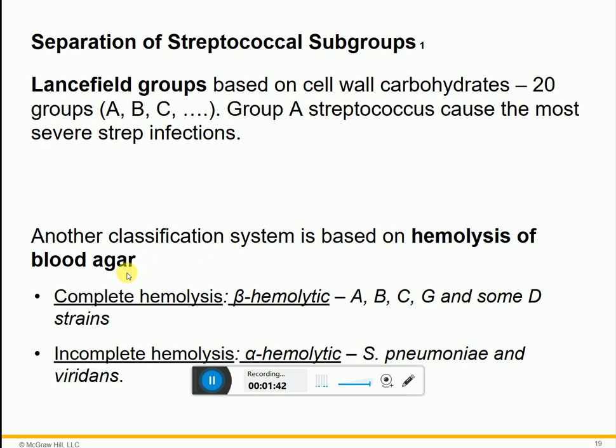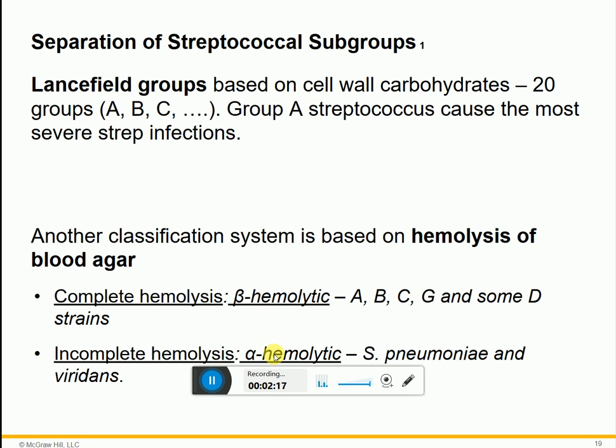Another method of classification is to culture the strep on blood agar and then look for hemolysis. So some strep have the ability to completely hemolyze blood, and these are known as beta hemolytic strep, while others can only hemolyze a little bit, and they lead to incomplete hemolysis, and these are known as alpha hemolytic.